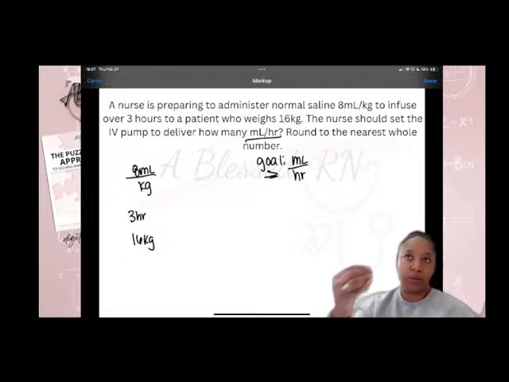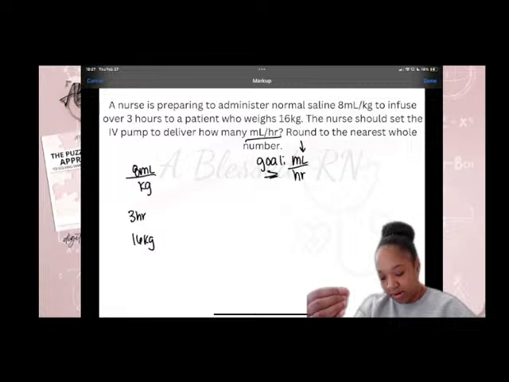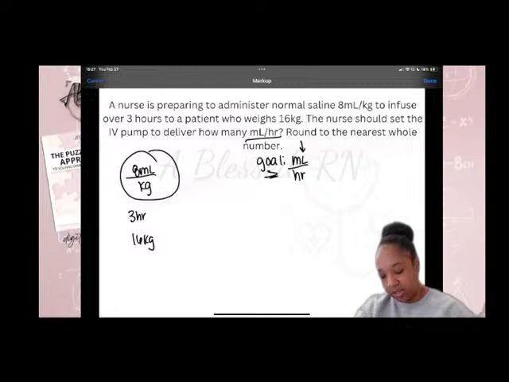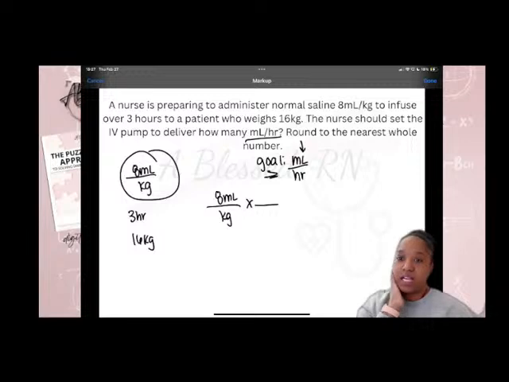A lot of people don't know where to start, so start right here. Boom, with what the goal tells you to start with. We want milliliters on the top. So this puzzle piece has milliliters in it. I'll do 8 mLs per kilogram. Okay, now I got my top goal, so I'm working to get to hour.